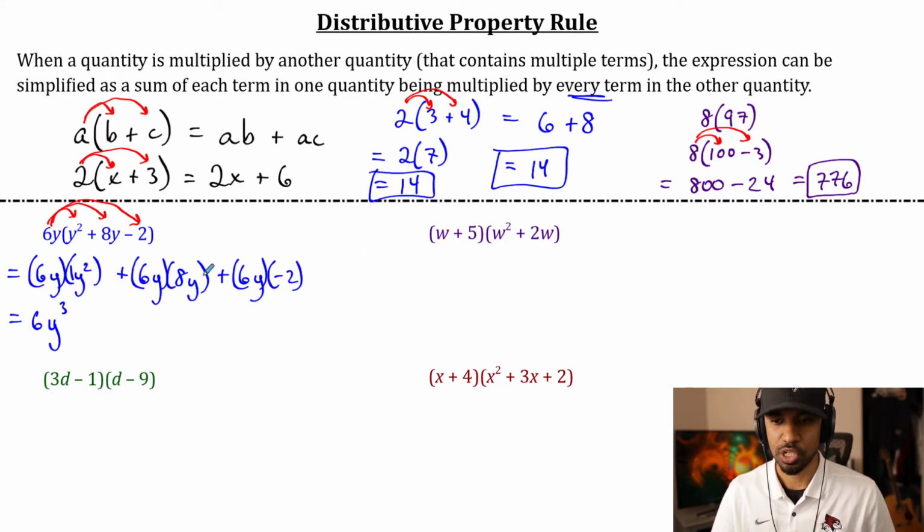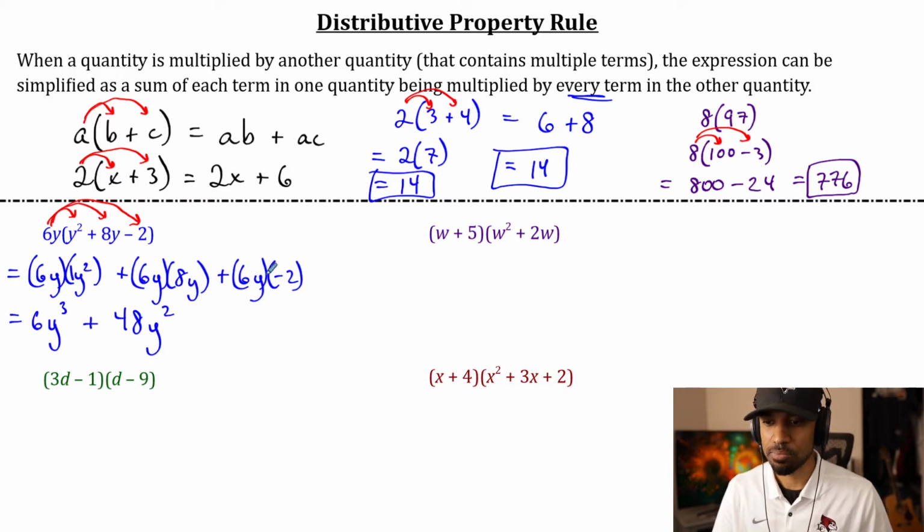So this next one, 6y times 8y. Yes, I multiply 6 with 8. That becomes 48. But now I got to multiply y with y. Y times y is y squared. So that becomes 48y squared. Plus 6y times negative 2. 6 times negative 2 is negative 12. And there's a y that's multiplying with all of this. It just becomes a y right there. So there's a y that's left over there.